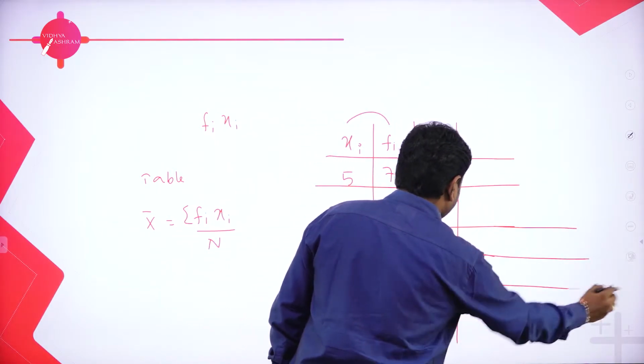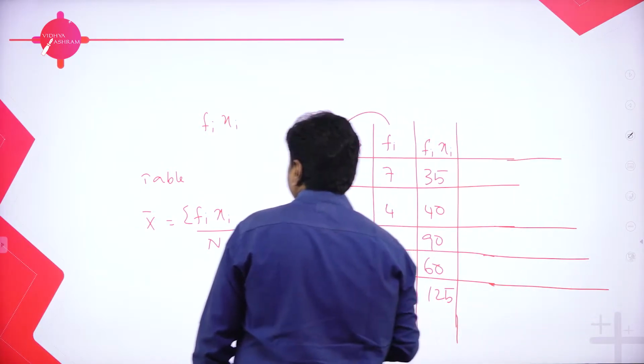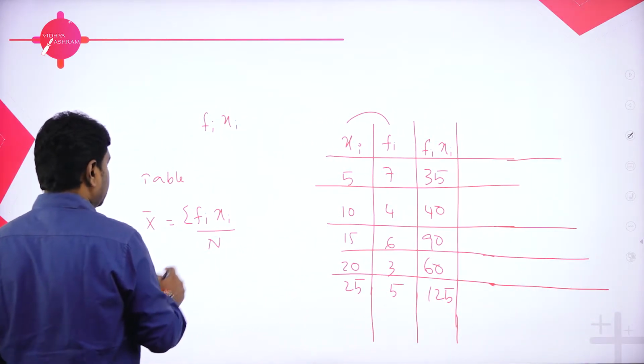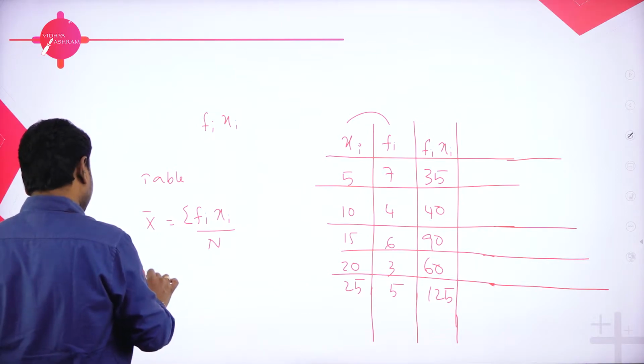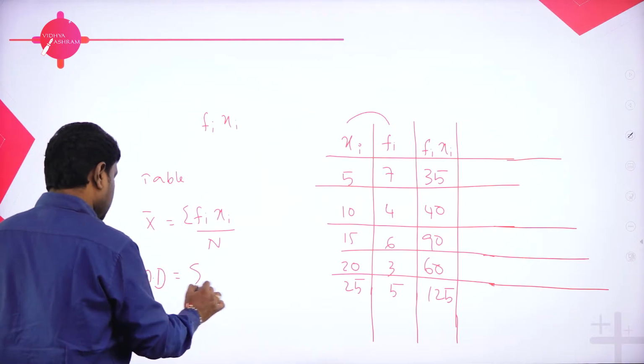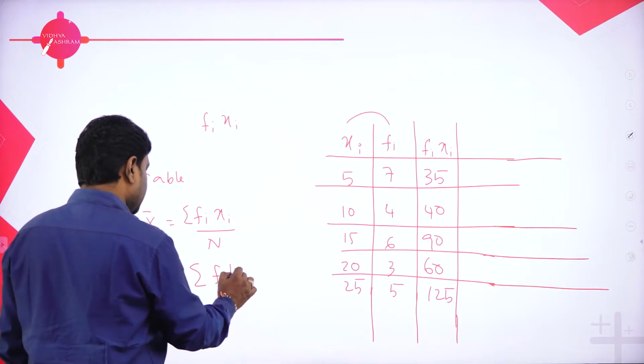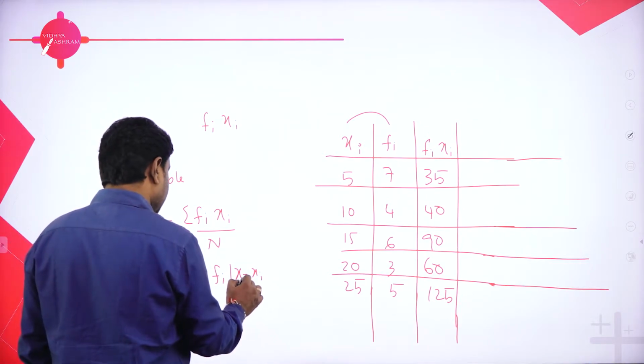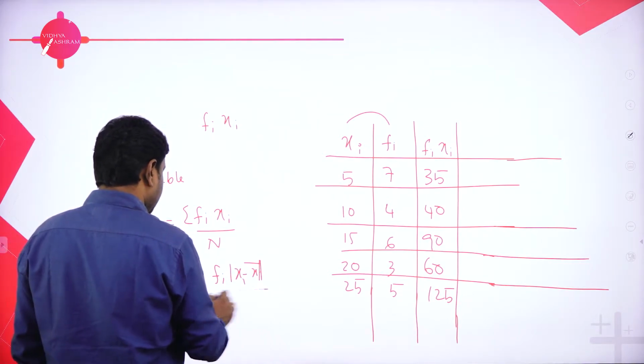See, in the formula we want mean, right? Mean is what? What is mean, dear students? Mean is sigma fi xi by n. Then we need mean deviation. What is the mean deviation formula? Sigma fi into modulus of xi minus x bar by n.